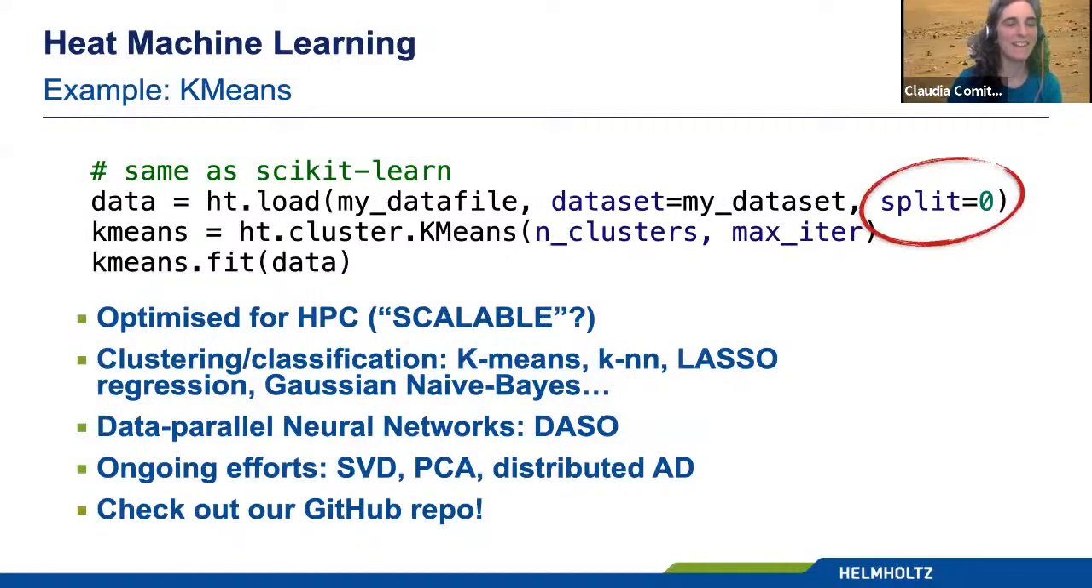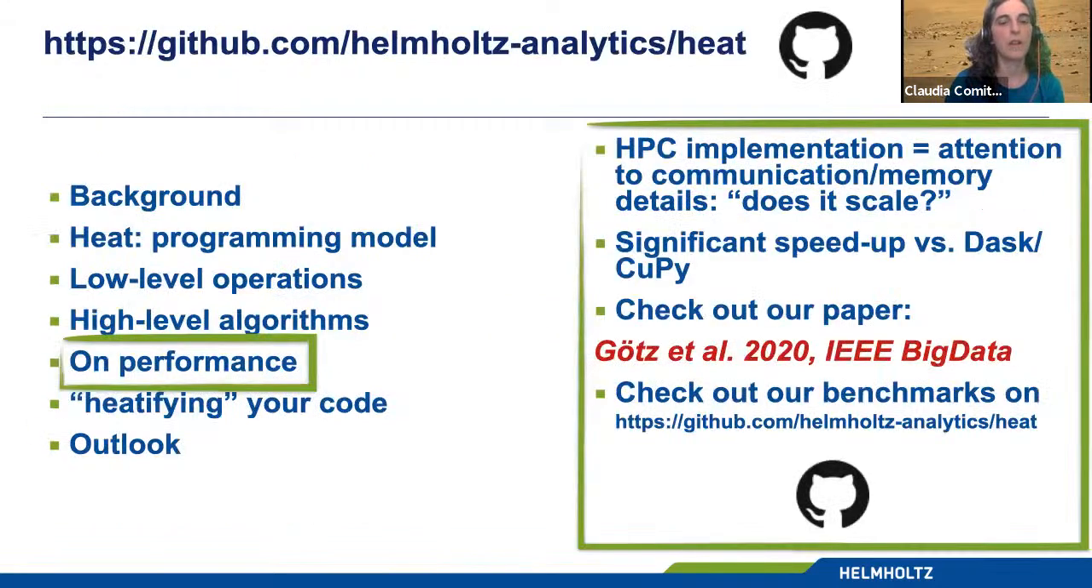So we also have a data parallel neural networks part. If you're using PyTorch for your data parallel neural network training, it might help you to speed things up quite a bit. I have no time to go into that. I also have no time to go into the details of our performance, but you can check out our paper. There is a big discussion on that.